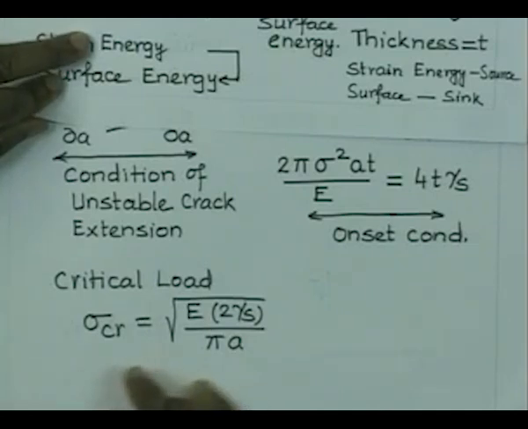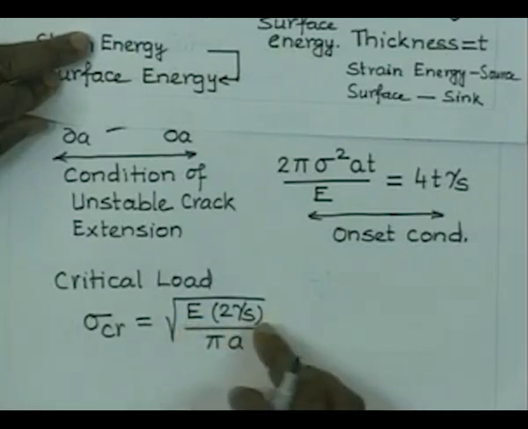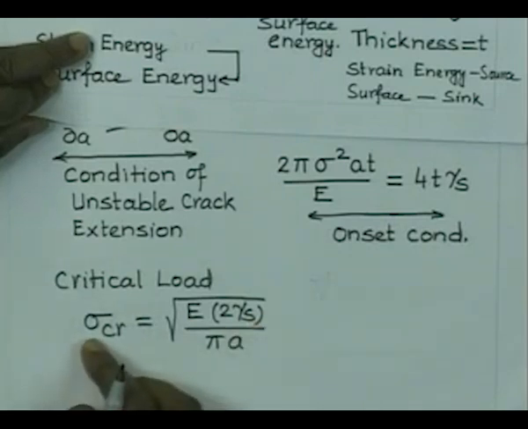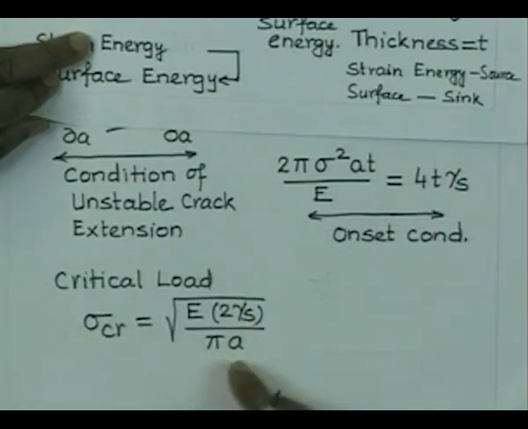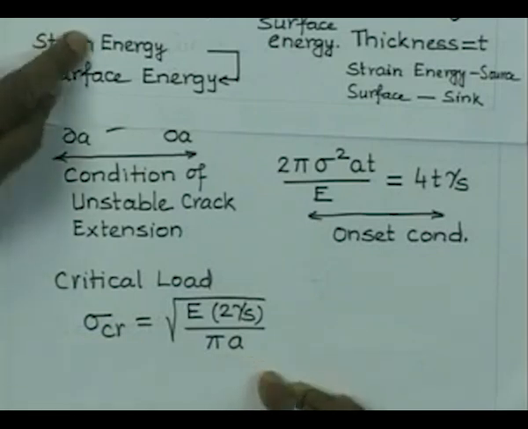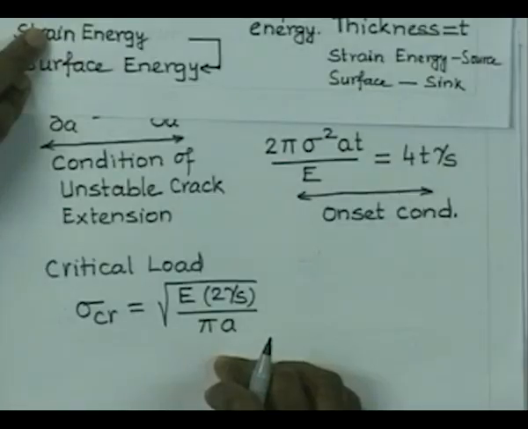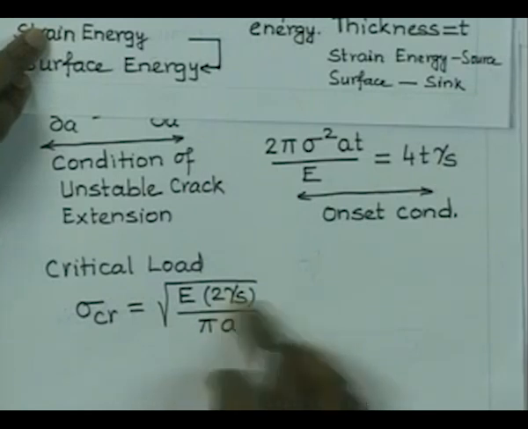Herein you see that E is a material property, gamma s is a material property, and therefore, the critical load capacity of a component is related to the crack dimension by this relationship. So, this is the outcome of the Griffith theory, that you can calculate the critical load given the crack dimension in a material with material property gamma s.